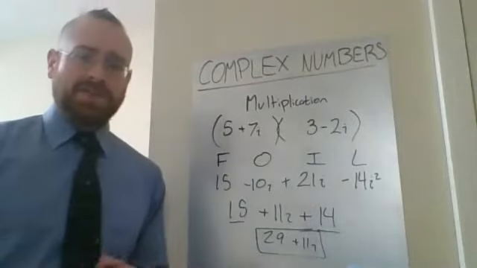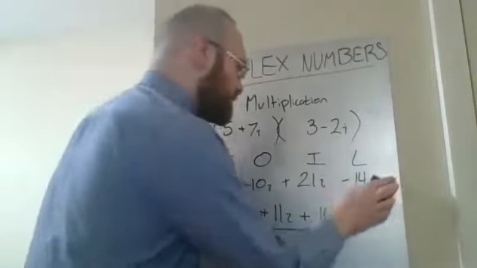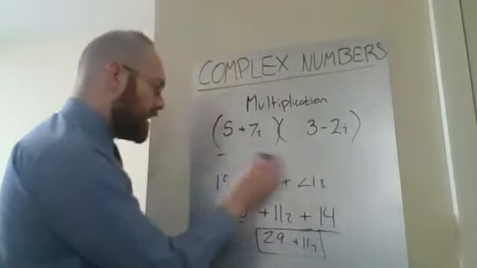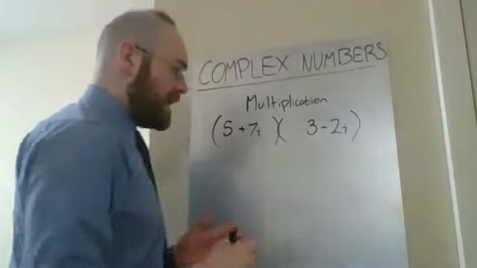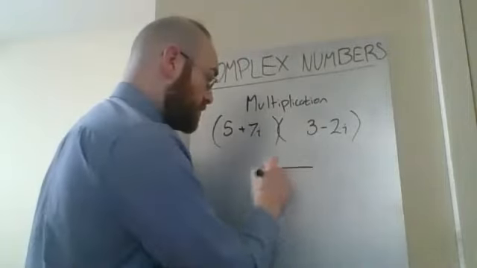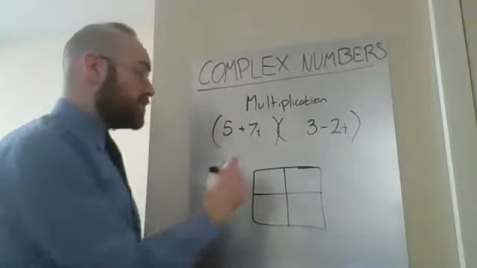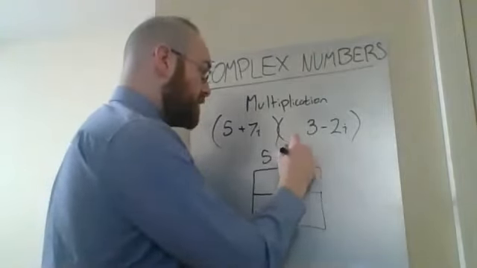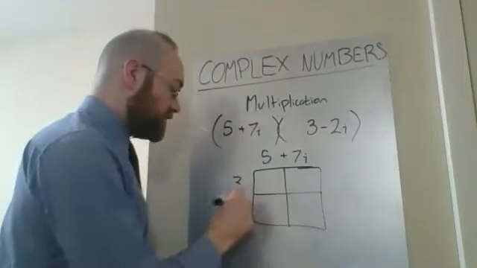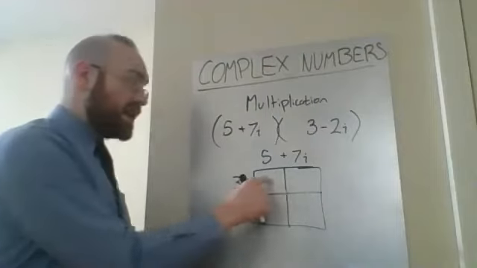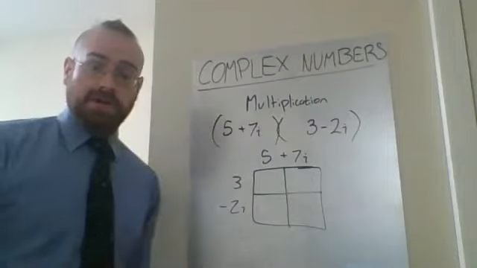Now, you might not like the FOIL method. It's not everyone's favorite because you have to remember what all of these letters stand for. So I do want to show the box method by which we can multiply our two numbers. And because it's the box method, we're going to start by drawing a box. Along the top, we put our first factor, so 5 plus 7i. And along the left side, we have 3 minus 2i. This is our second factor. And now we find the area of each square by multiplying what's on the corresponding row and column.